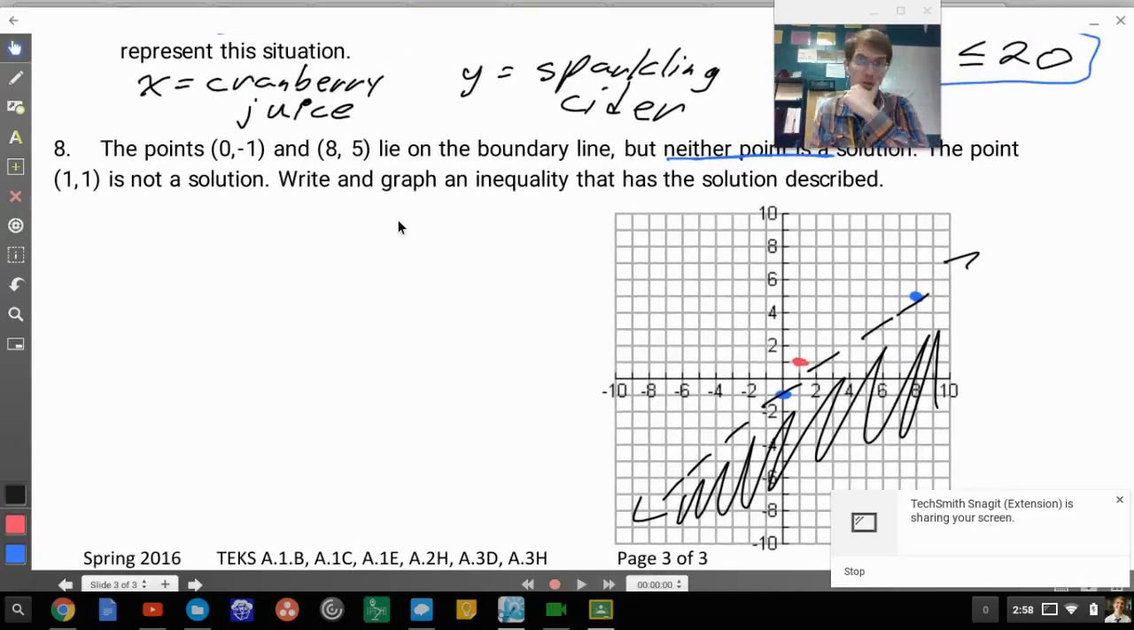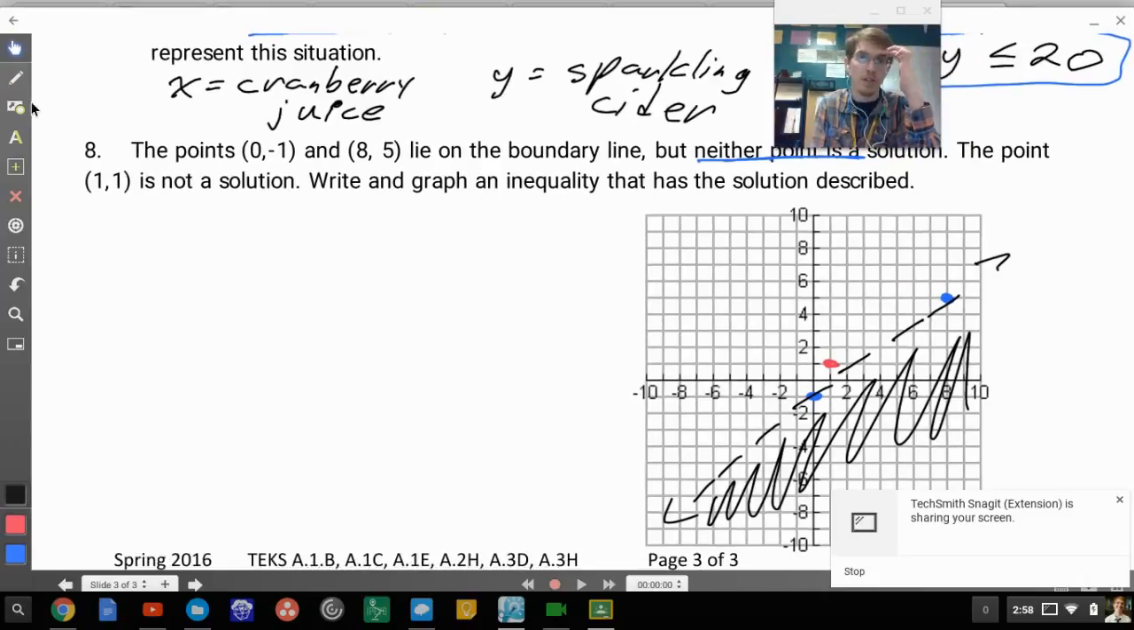Okay, so there's the graph. We actually were able to do the graph just based on these clues alone. It's neither point's a solution. So knowing where the solutions aren't, we can actually determine what this graph's going to look like. But to write the inequality, we want to have y is less than, because we shaded below, not equal to because it's dashed. And we need the slope and the y-intercept. Well, the y-intercept is right there. It's -1. So we're going to have -1.